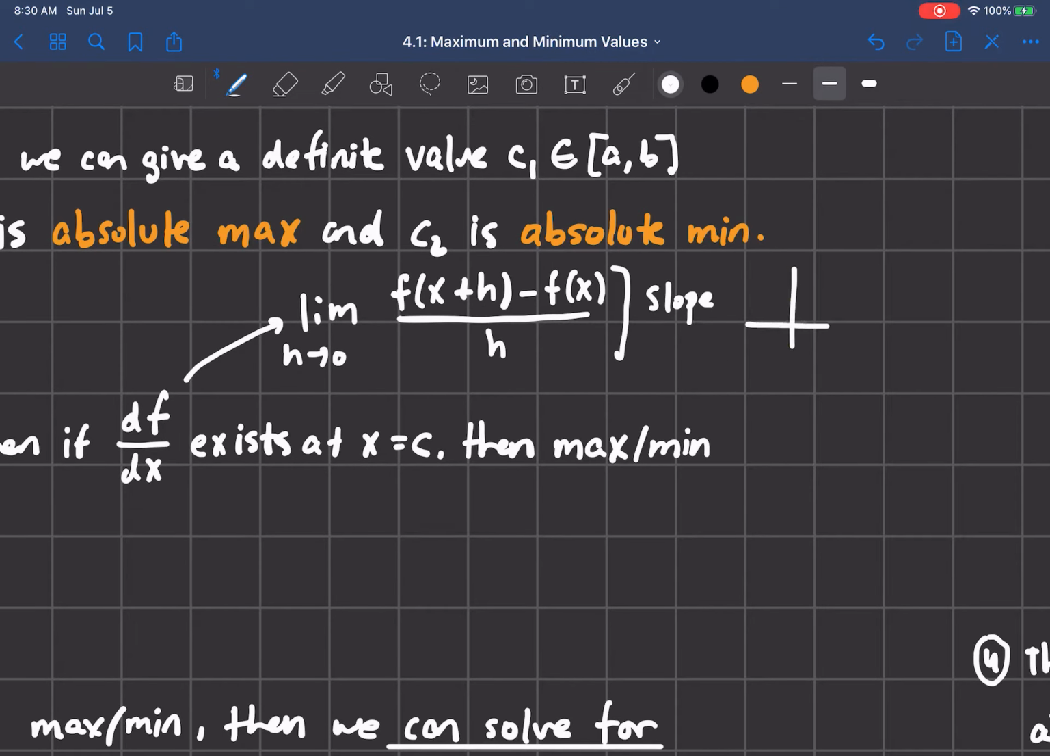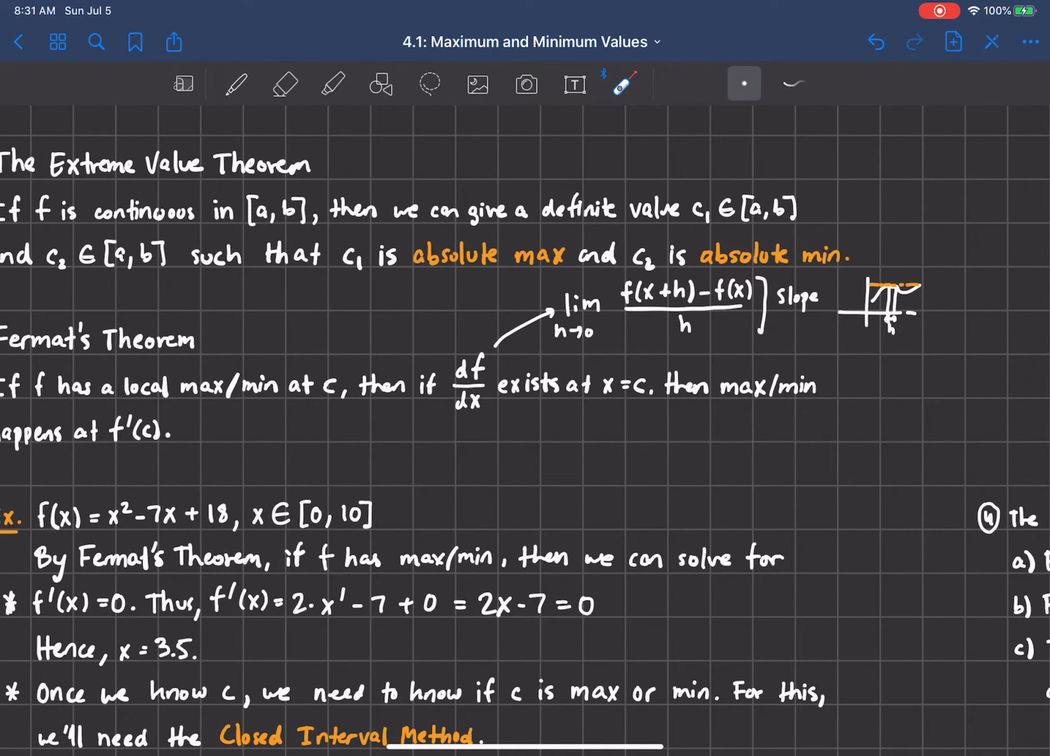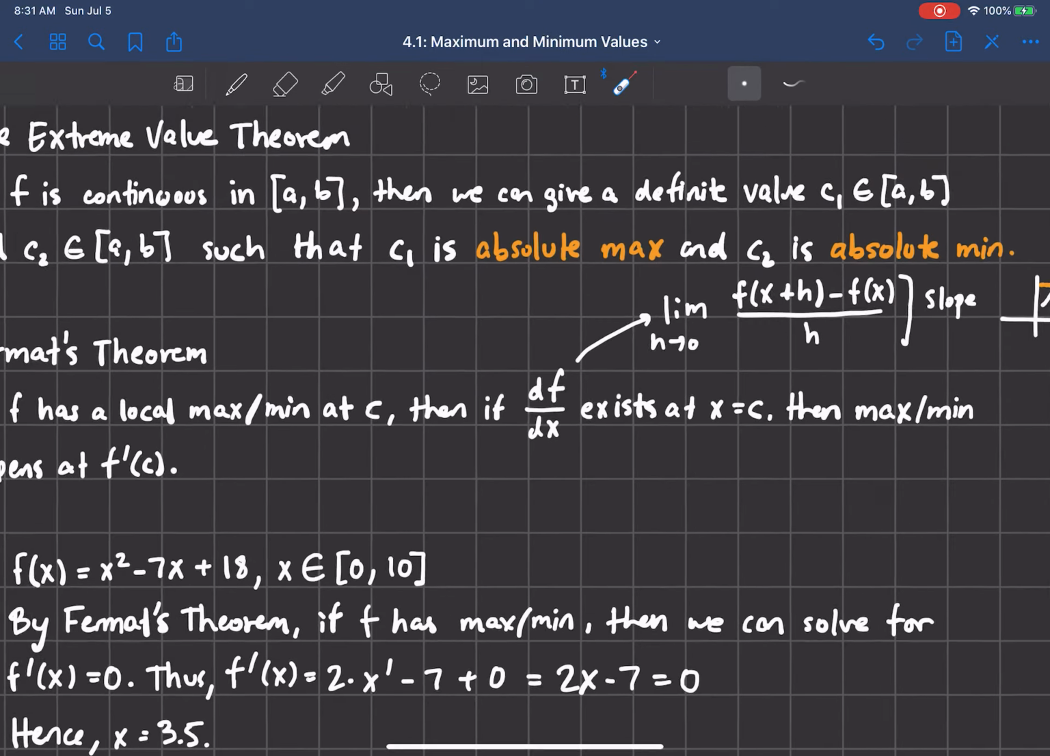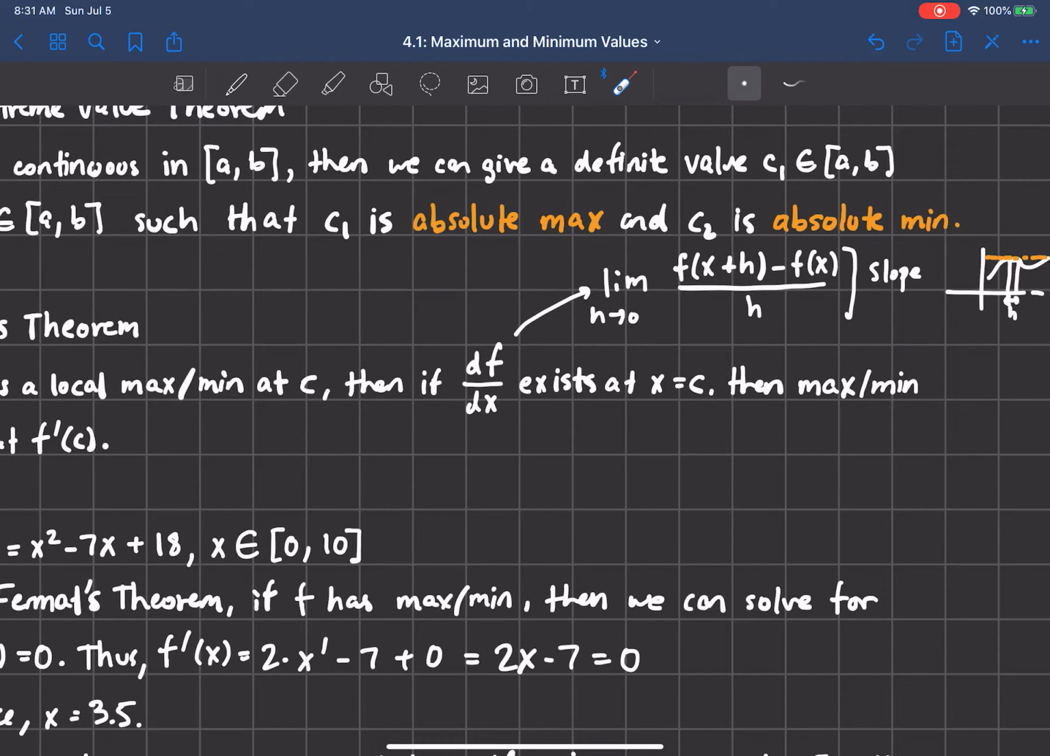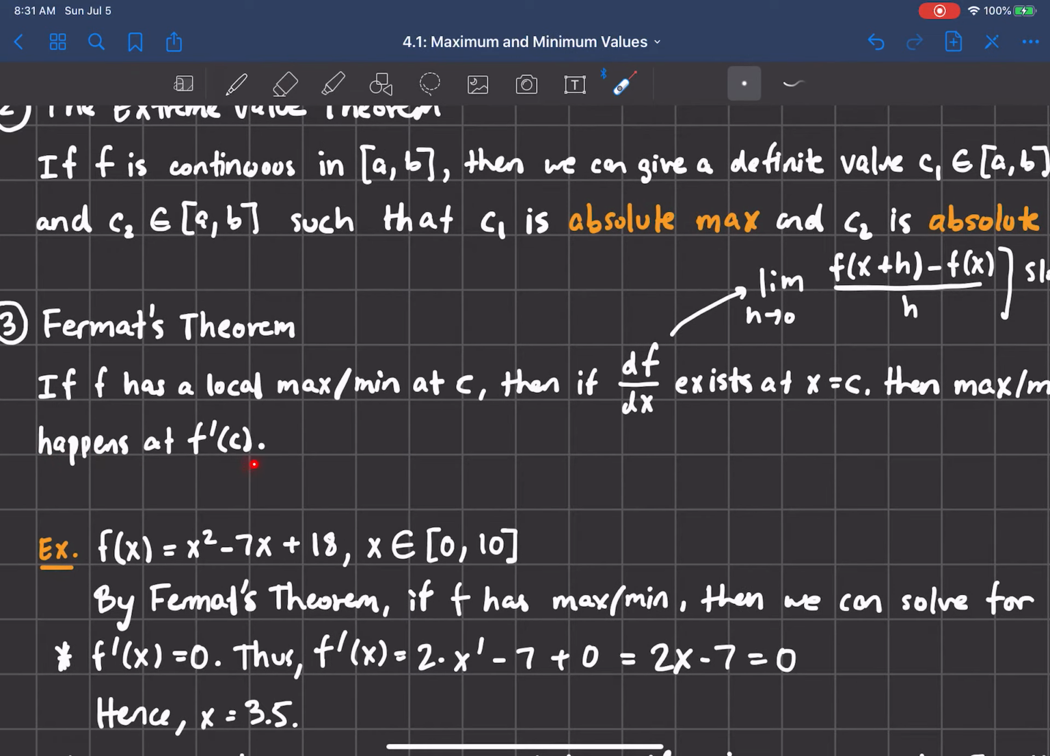So just so you get some intuition for that, you have a function, we cut a very thin slice, we call this difference h, and we're looking for the slope at this point. So this is also defined as the tangent line to this curve, or the slope of the tangent line. So now we understand that we have this derivative. If f has a local maxima or minima at c, then if the derivative exists at x equals c, which means that when you plug in x equals c to this formula, you get a certain fixed value, then the maxima or minima happens at f'(c).